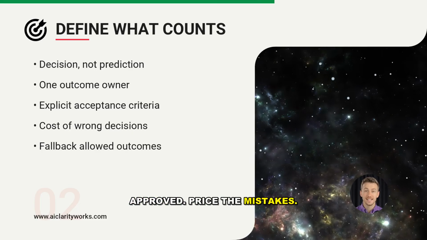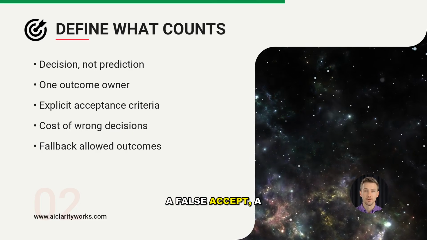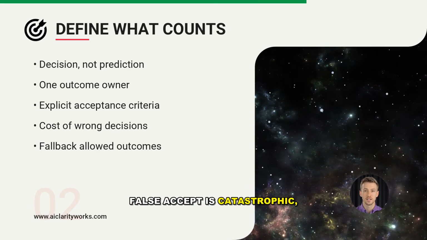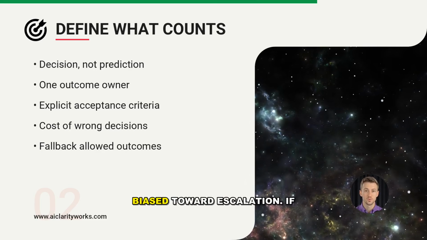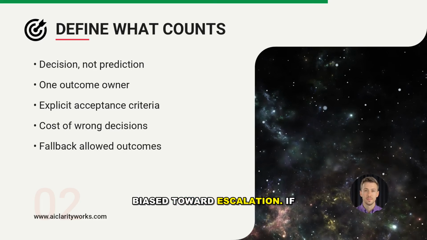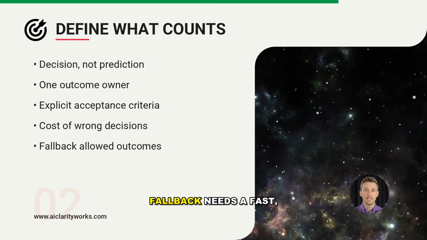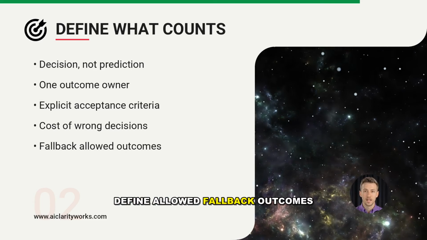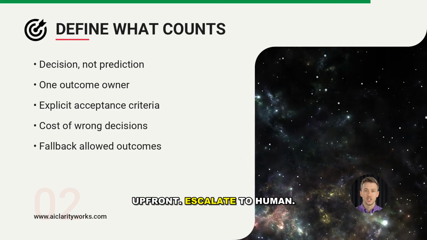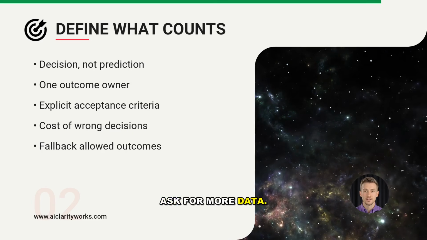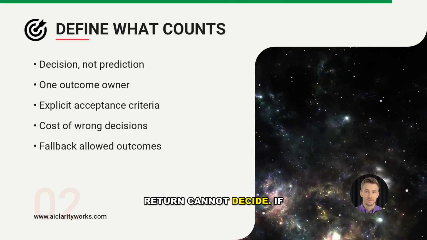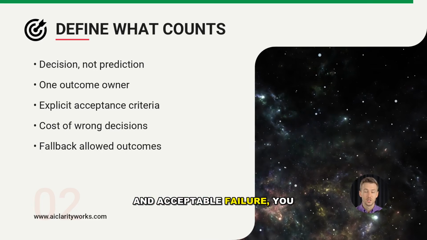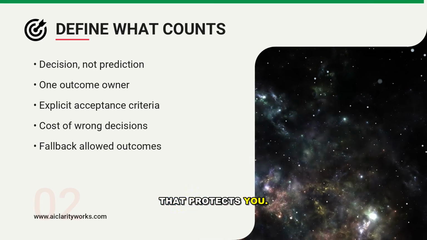Price the mistakes. List the cost of a false accept, a false reject, and a delayed decision. If a false accept is catastrophic, your system should be biased toward escalation. If delay is expensive, your fallback needs a fast, good enough path. Finally, define allowed fallback outcomes up front. Escalate to human. Ask for more data. Return cannot decide. If you cannot describe success and acceptable failure, you cannot build a gate that protects you.